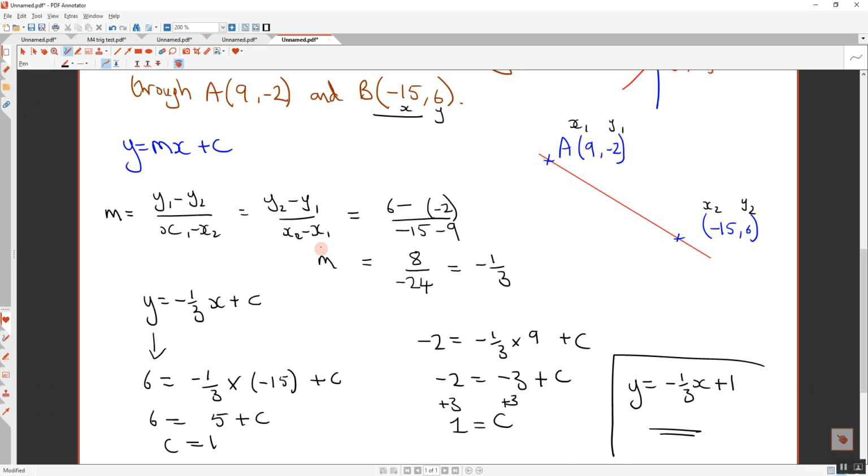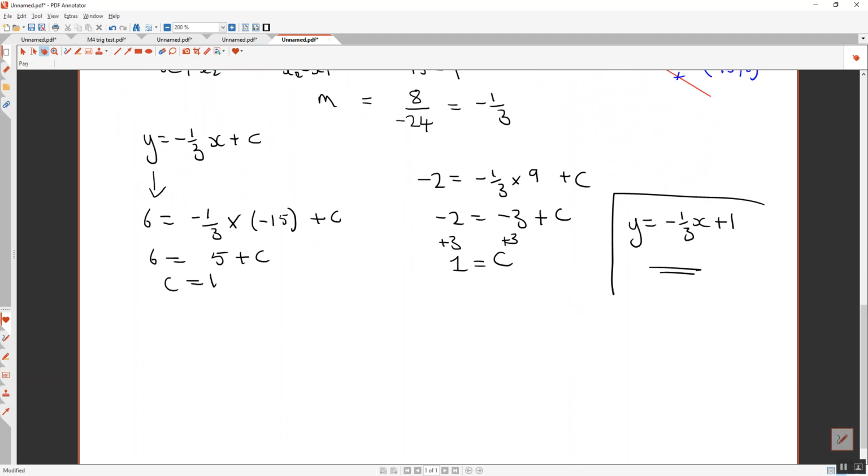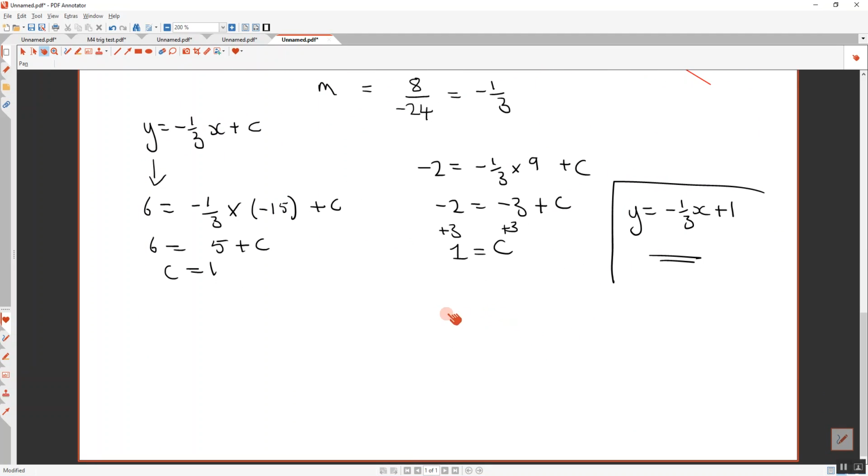So this is tying everything together, okay? We're tying together how we work out the gradient and then substituting in to find the y-intercept. Hands up if you got that right. Excellent, good. If you need to get any of it copied down, get it copied down, okay? Now, here is another one for you to try.